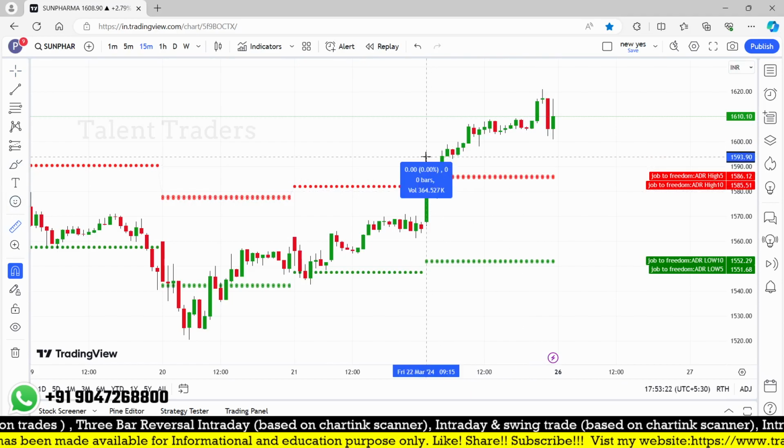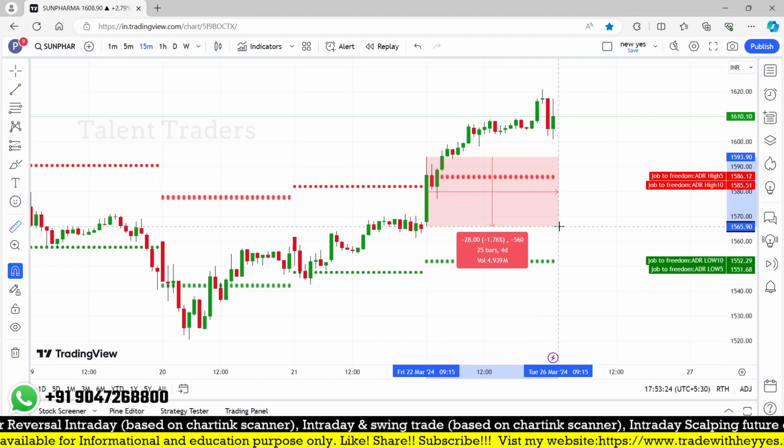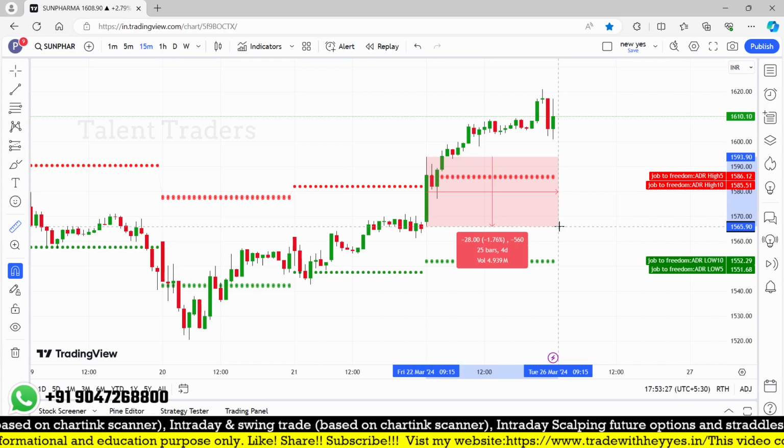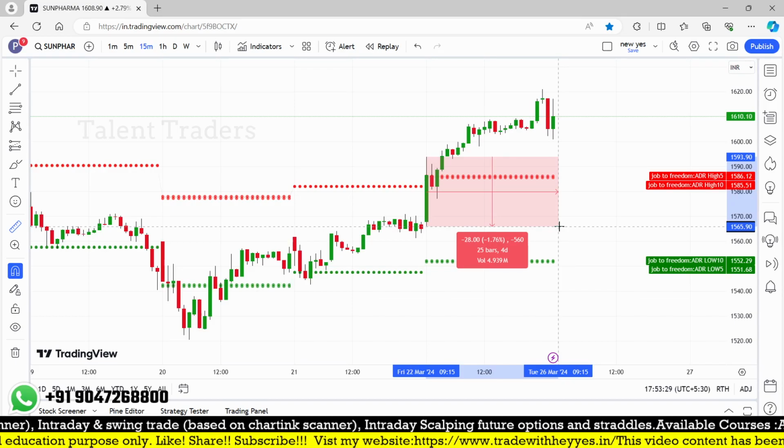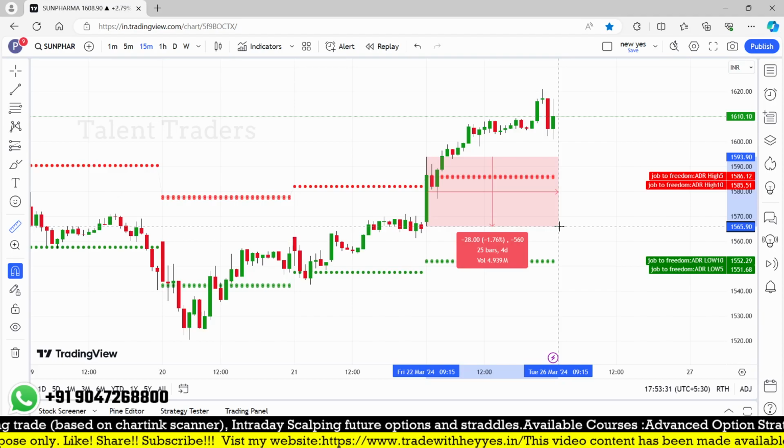If I'm looking for a breakout above the level and keep a stop loss below, it gives me 28 points. I don't want to take that much risk in the trade, almost 1.7.